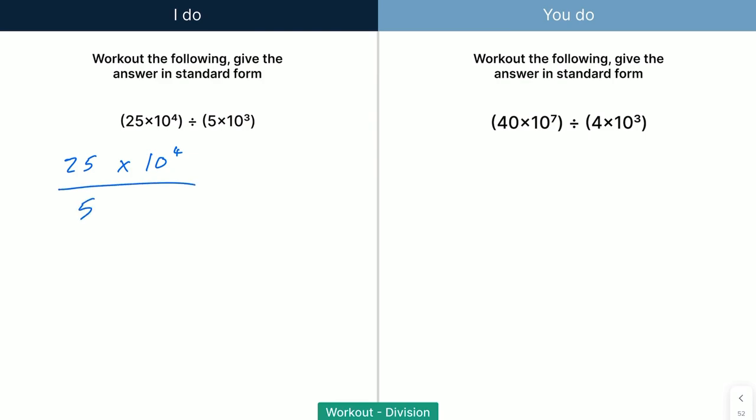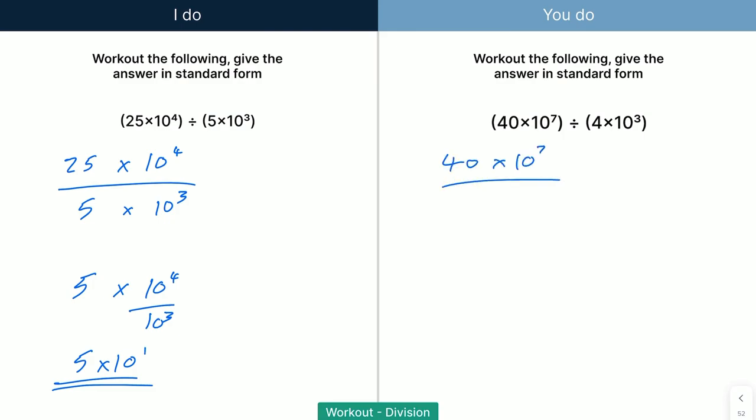So I would write this as this, and then I would treat them as two separate things. So first I would do this. So 25 divided by 5, that just becomes 5 at the top. So we're then left with this, okay? And when you're dividing indices, you're just subtracting them. So that just becomes 5 times 10 to the power of 1. And that's already in standard form, so we don't need to do anything. So again, looking at the one on the right, hopefully you have pressed pause and had a go.